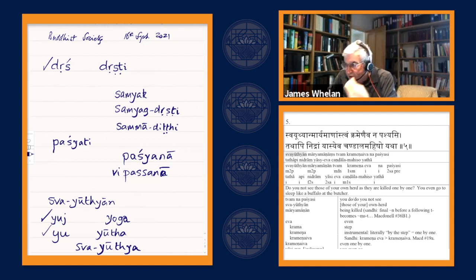These are your swayutyan, that's the accusative plural. These are the swayutyan that you see, the members of your own herd lining up. And look out, because you're standing in the same line as them, waiting to be slaughtered. You're all heading for death. So these swayutyan, swayutya, and the ending an is the accusative plural. So swayutyan napashyasi. Do you not see these fellow members, these your own herd members, the fellow members of the same flock or herd?